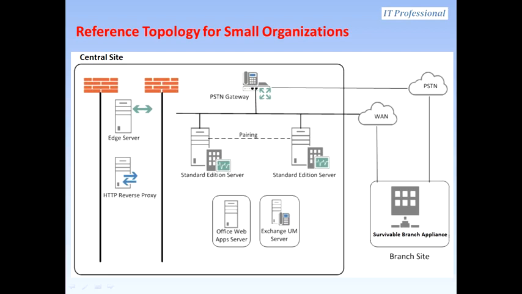We have here a PSTN gateway, we have also an Edge server, we have an Office Web App server, an Exchange Unified Messaging server, we have also a survivable branch appliance, which is a branch site there, and also we have an HTTP reverse proxy. The Edge server and the HTTP reverse proxy, those two are set in the perimeter network or DMZ for security.